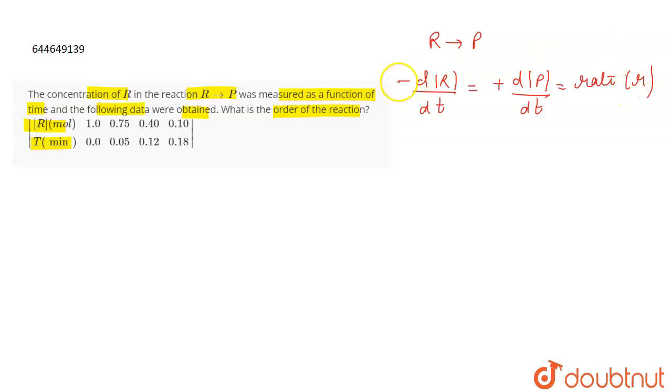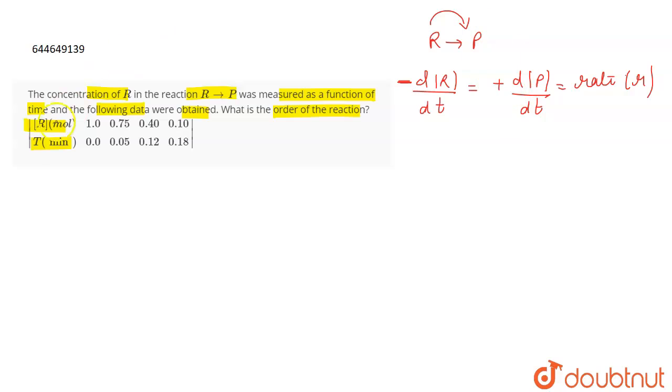So basically, what do you understand from here? That the rate of disappearance is shown as negative because whenever the reaction proceeds, the reactant is converted to product. So the concentration of reactant decreases. That is why a negative sign is there. And as the product formation is taking place, a positive sign depicts the formation of product.